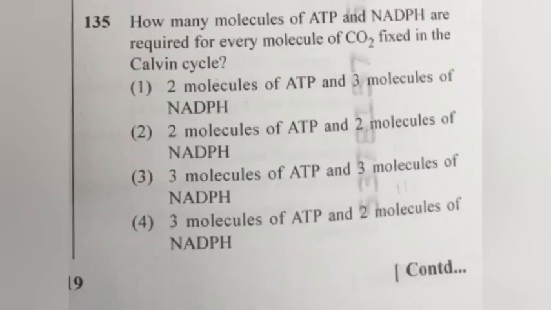135. How many molecules of ATP and NADPH are required for every molecule of CO2 fixed in the Calvin cycle? 1. 2 molecules of ATP and 3 molecules of NADPH, 2. 2 molecules of ATP and 2 molecules of NADPH, 3. 3 molecules of ATP and 3 molecules of NADPH, 4. 3 molecules of ATP and 2 molecules of NADPH. Answer 4. 3 molecules of ATP and 2 molecules of NADPH.